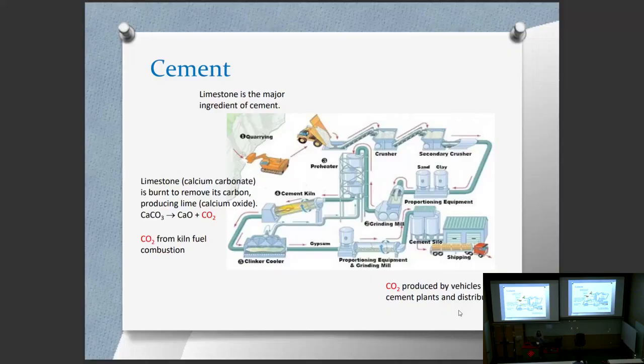So the use of cement will result in carbon dioxide emissions in three ways. First of all is the chemical process for the production of the cement. Second is the use of fossil fuel for inputting heat to the chemical process. And then thirdly is due to the transportation. All right.